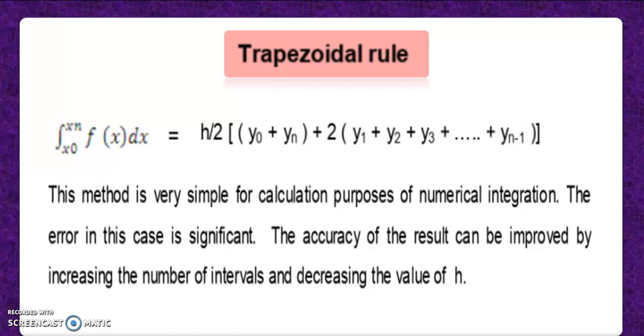This method is simple for calculation purposes, but there is some error associated with it. We can increase the accuracy by increasing the number of intervals. That is nothing but decreasing the value of h.